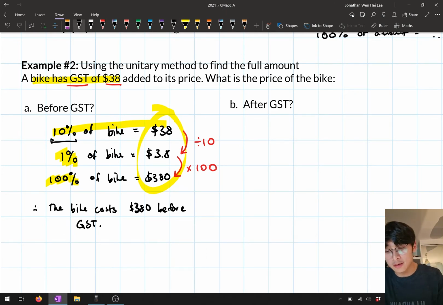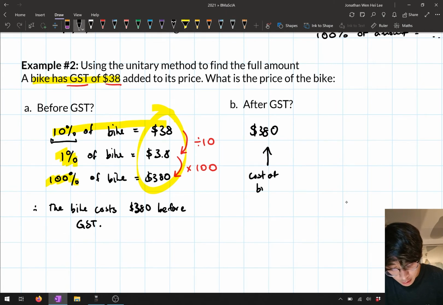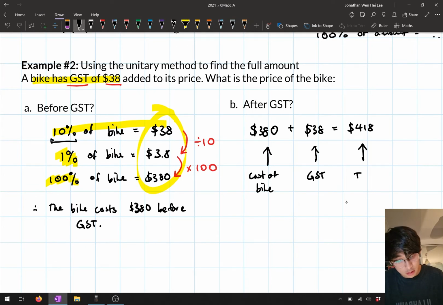So if I want to find the cost of the bike after GST, all I need to do is take my $380, which is the cost of the bike, and then add on top of that the GST. Here the GST in the question was $38. And so this gives me $418. So this is the total cost of the bike. This bike is going to cost someone $418 if they paid for it.